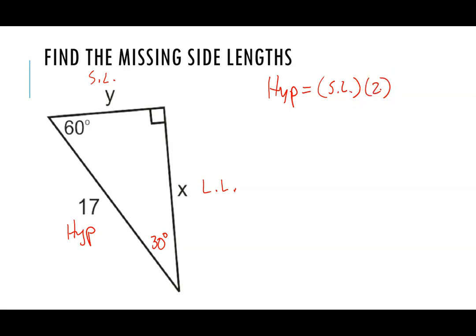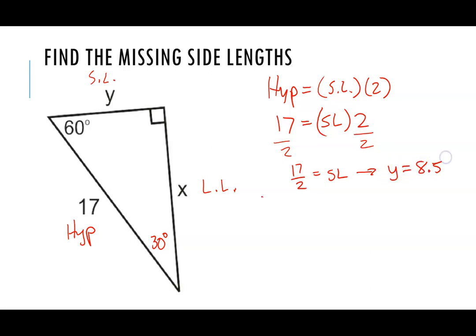So let's plug 17 into the correct location in our equation, and let's solve. 17 equals short leg times 2. We need to solve for the short leg. In this case, it's y. So we need to divide by 2 on both sides. That gives us that the short leg has to be equal to 17 over 2. In other words, y equals 8.5.